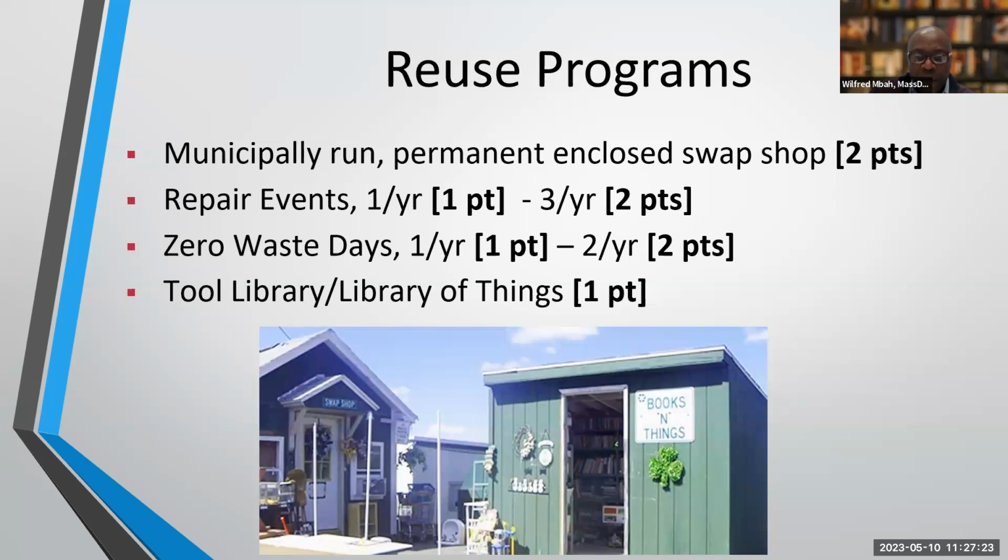The tool library or library of things must be open once a week. The library must consist of at least 30 items from a minimum of 3 categories. These are items that are bothersome to own or underutilized. Non-municipally run tool libraries qualify if the municipality provides substantial funding and promotes them on their municipal website. RDP funds can be used to purchase tools for the tool library.